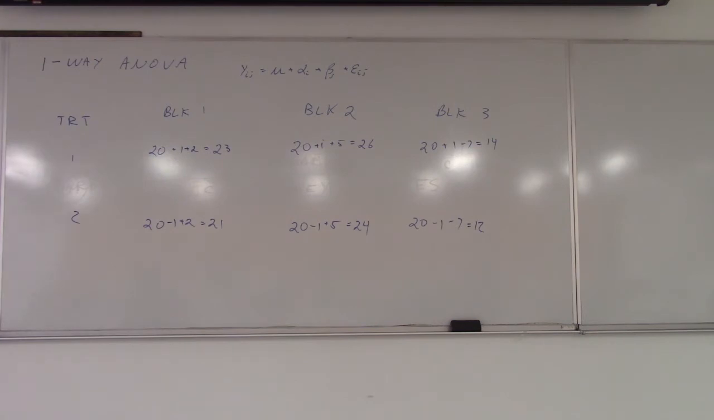Okay? So now for treatment one, what are my numbers? From 12 up, my biggest number is 26. I'm going to make this 10, 20, 30, that's 15, that's 25. Okay, for treatment one, block one, I have 23. Treatment one, block two, I have 26. Treatment one, block three, I have 14.